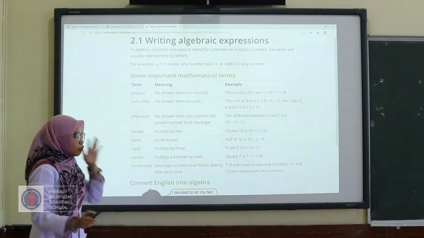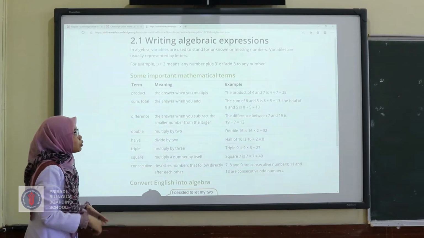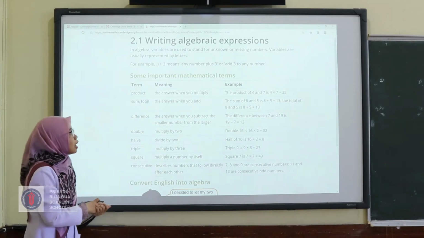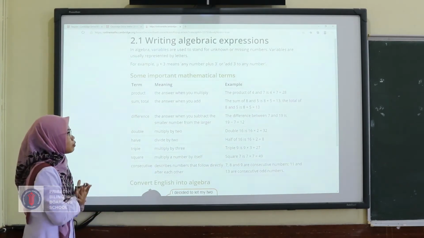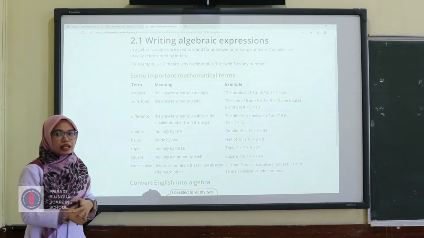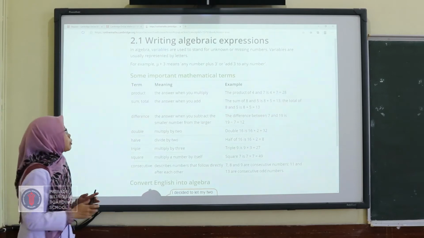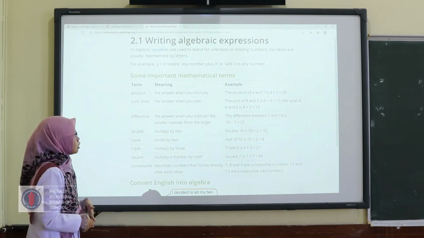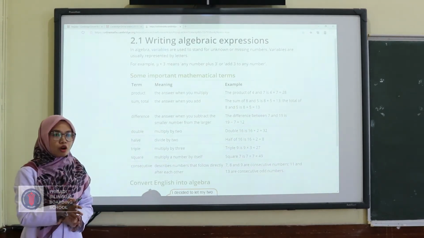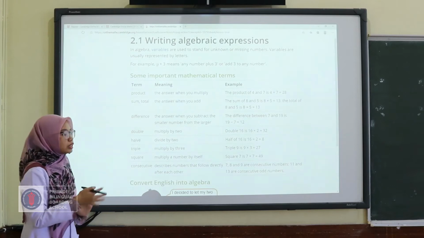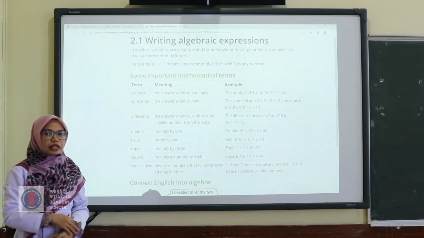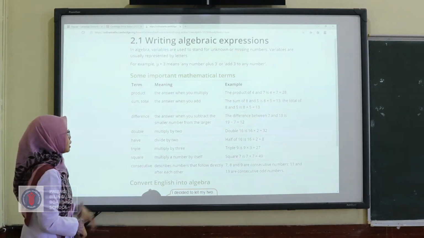In algebra, variables are used to stand for unknown or missing numbers. You have learned about this when you were in 7th and 8th grade. Now, what are variables? The variables are usually represented by letters or small case letters. For example, y plus 3, you can say this as any number plus 3 because we don't know the exact number of y. Or we can say add 3 to any number because y can be any number.